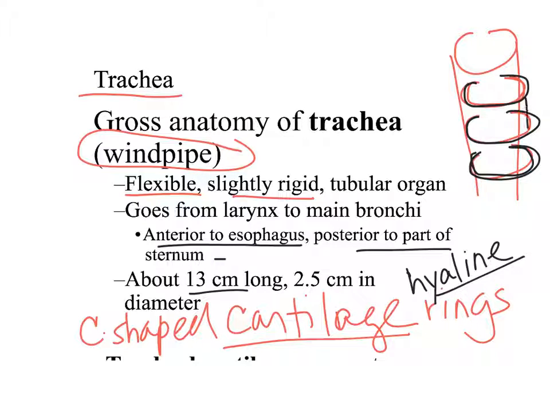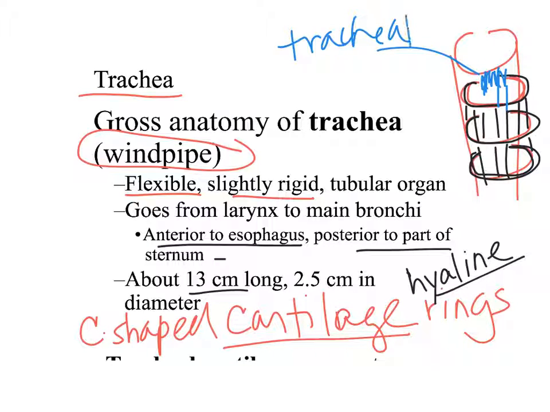Then there's going to be muscle connecting them. On the back, there is more muscle, and that muscle in the back is going to go all the way down. That's called the trachealis, and that's smooth muscle.